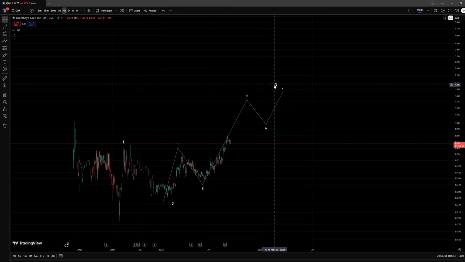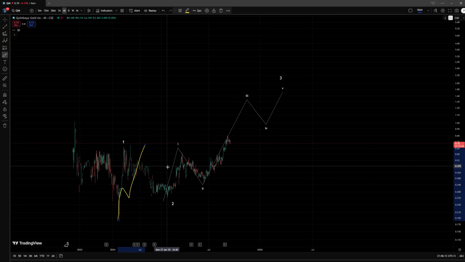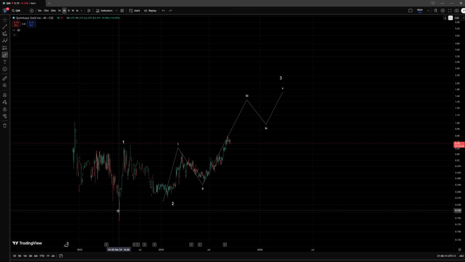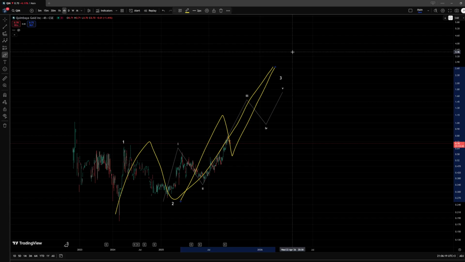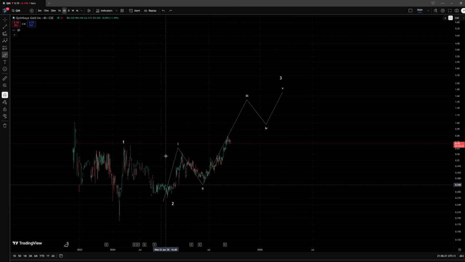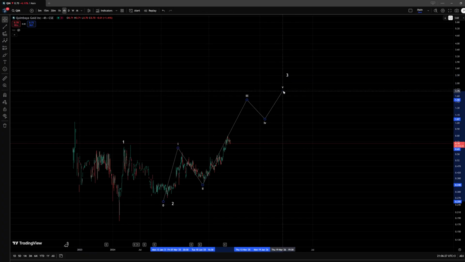Now normally in leading diagonals, if we have an ABC structure in the wave 1, we can track a leading diagonal with a 1, 2, 3, but then in the third wave we would be looking for a 3-wave move. In this case I need this to be a 5-wave move to support the idea that we are really tracking a third wave to the upside.